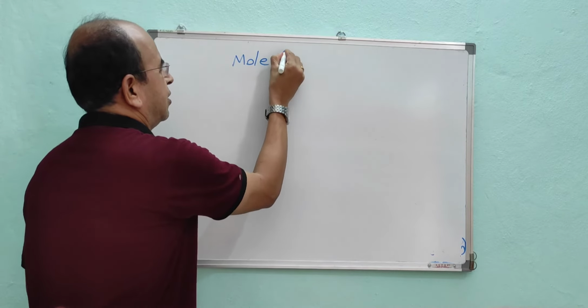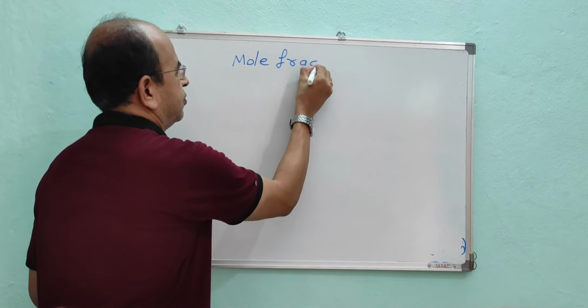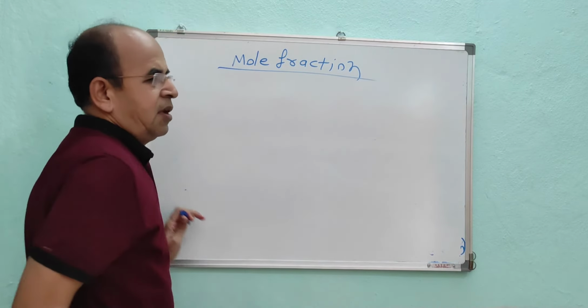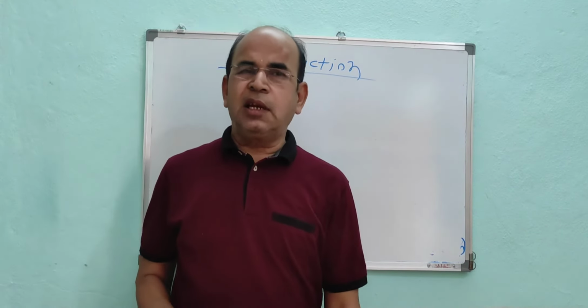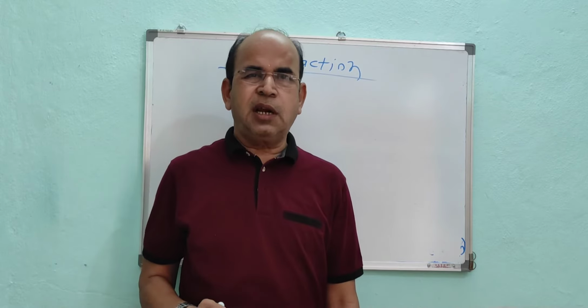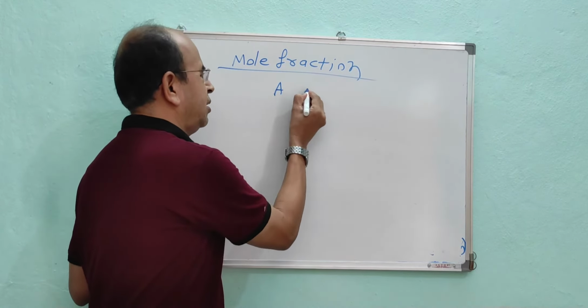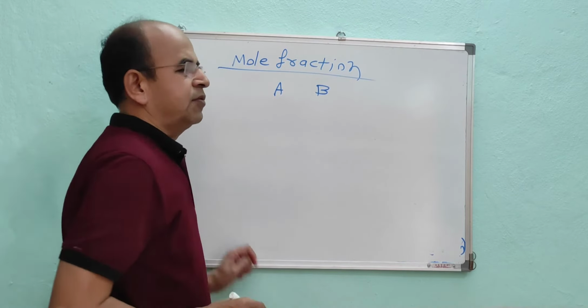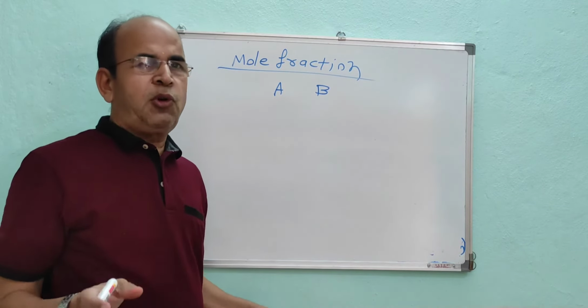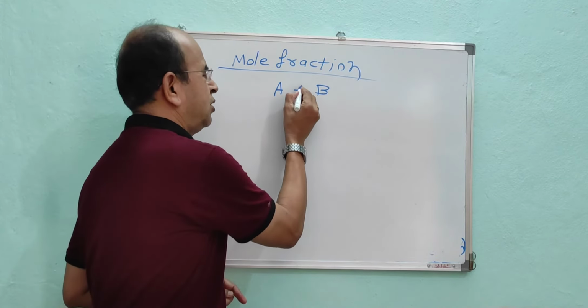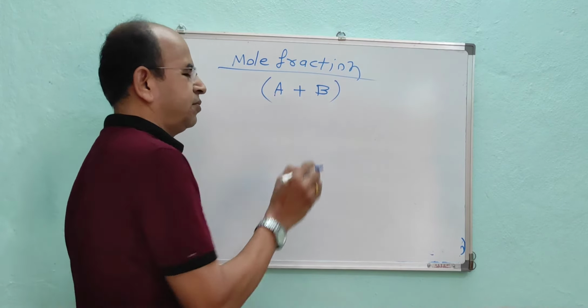Mole fraction. Suppose there is a binary solution. Binary means there are two components, one is A and the other is B. These two components are mixed and a solution is formed.